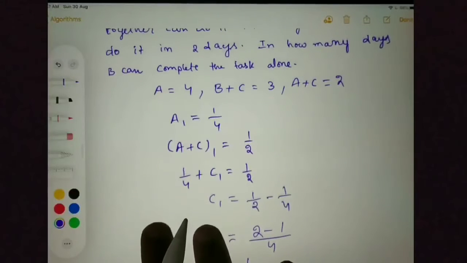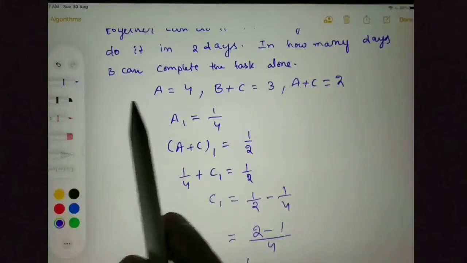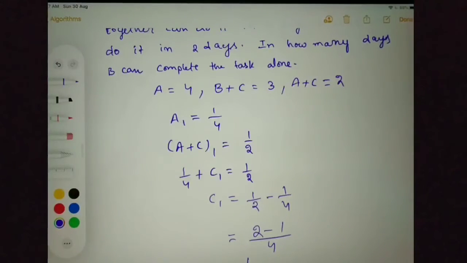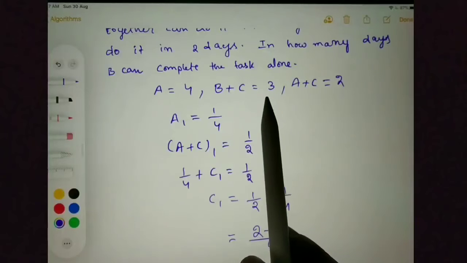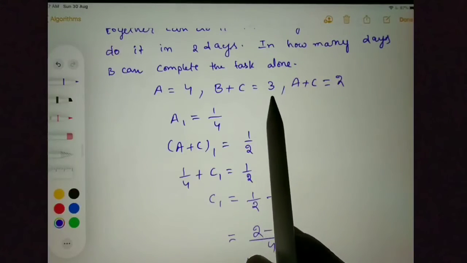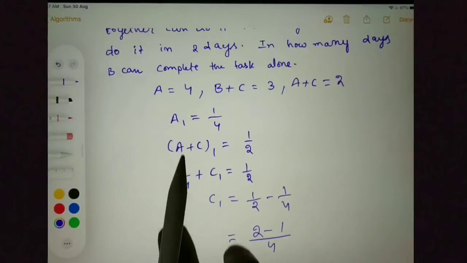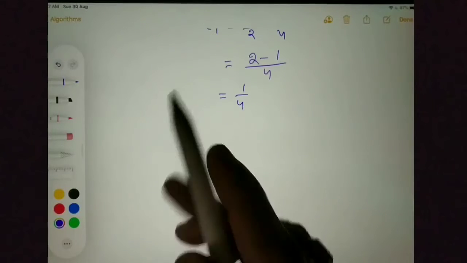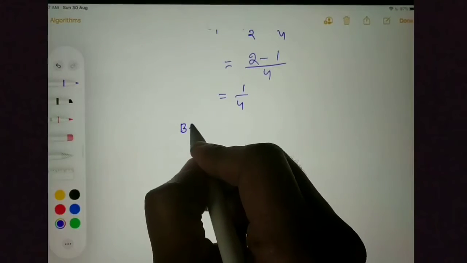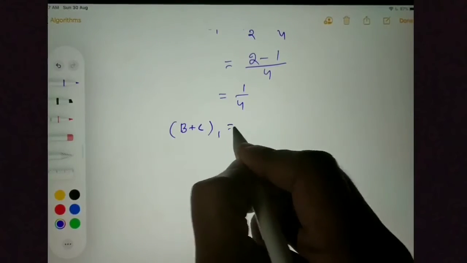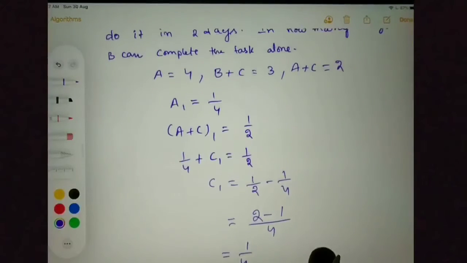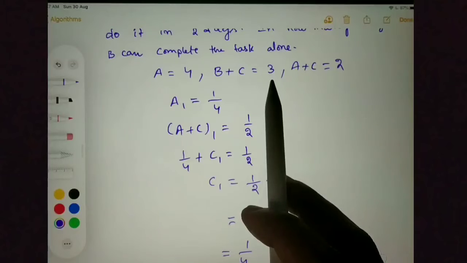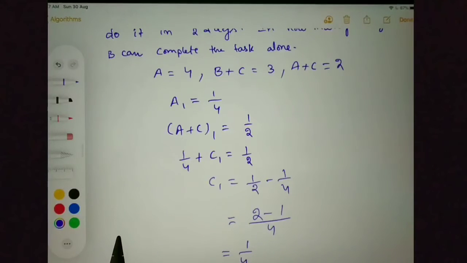And what is the question asked? In how many days can B complete the task alone? Now we need to identify B's 1 day's work, and we can get it from this equation. B plus C can complete the task in 3 days. What is the 1 day's work of B and C? B plus C's 1 day's work will be 1 by 3, because they can complete the task in 3 days, so their 1 day's work will be 1 by 3.